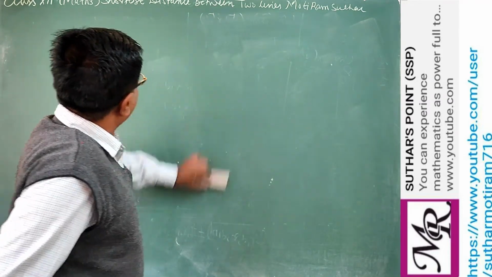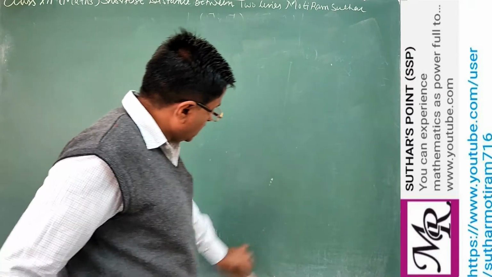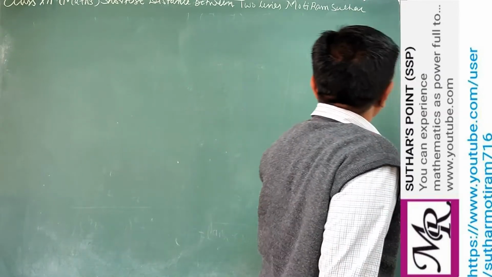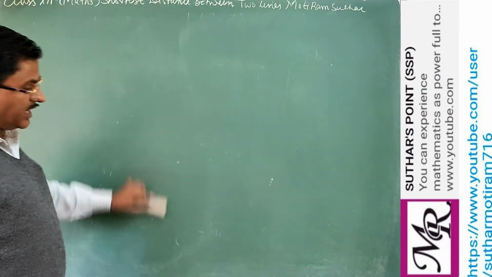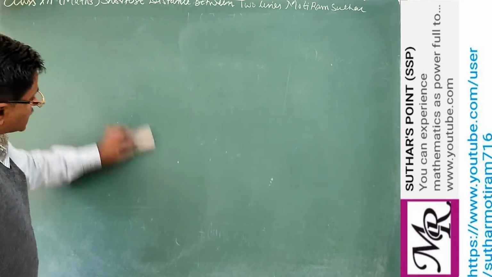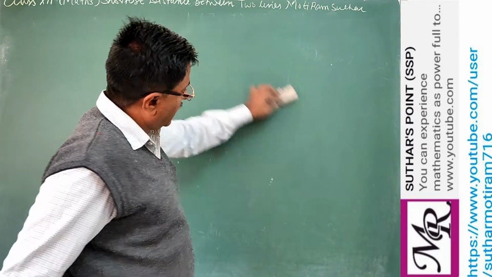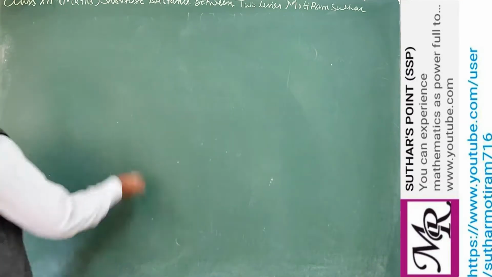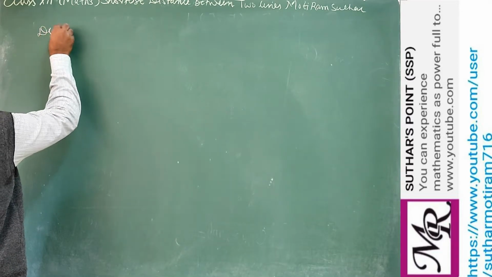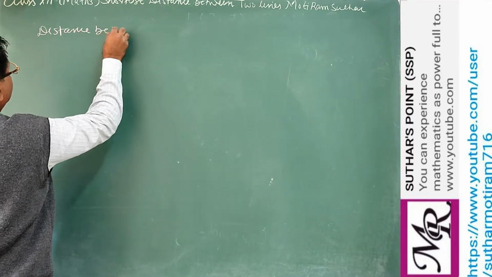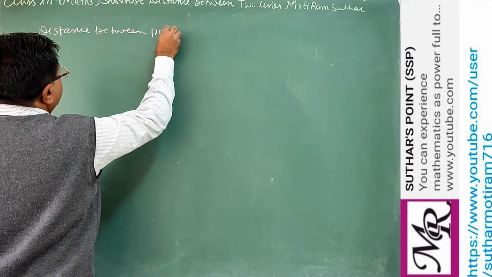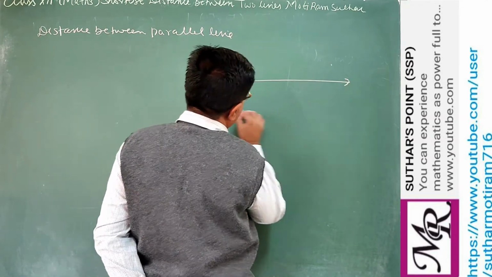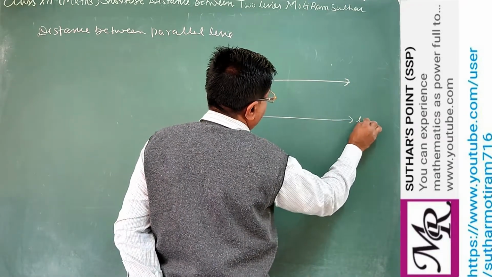Now in three-dimensional space, suppose these lines are parallel, then also we need the distance between them, because if the lines are intersecting, the distance is 0. If lines are skew, then we have already used the formula. Now one case is left: how to find the distance between parallel lines.